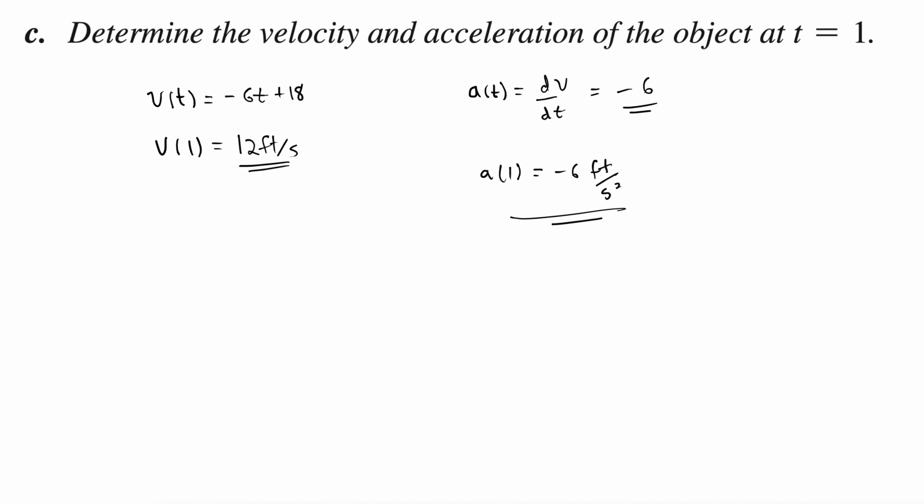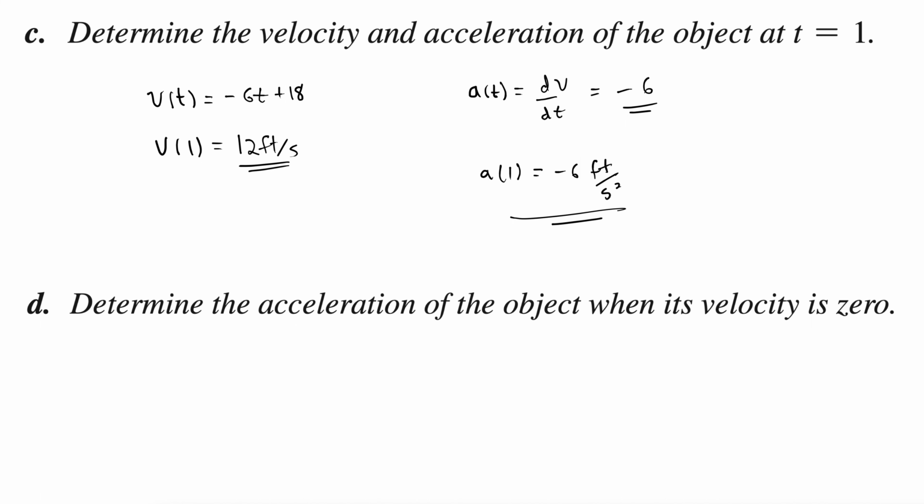Part D immediately follows from this realization about acceleration. Part D asks us to determine the acceleration of the object when its velocity is 0. Well, we know from part B that velocity was 0 when t equals 3. That's when it's turning around. But acceleration at 3 seconds is still negative 6 feet per second squared, because that's what it always is. So again, constant acceleration regardless of time.